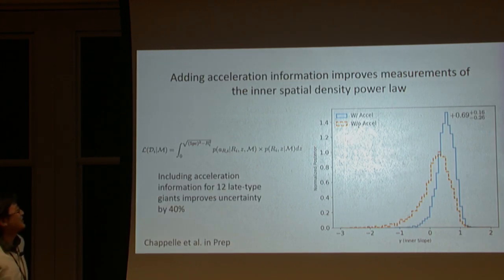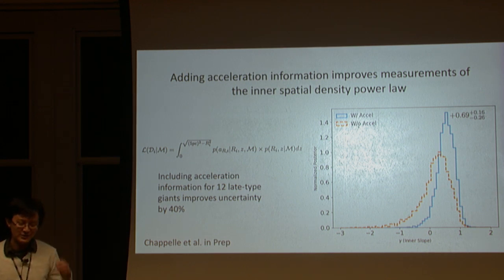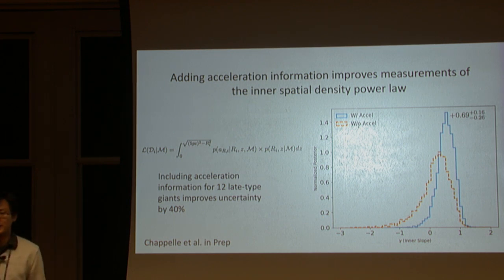So another thing we've been trying to get at is, by adding kinematic information, you can try to get a better measurement of the three-dimensional profile of the cusp, right? Because the thing I showed you previously was just a projection. So if you add the acceleration measurements, accelerations essentially give you a line of sight distance, and that will break the degeneracy from the projection.